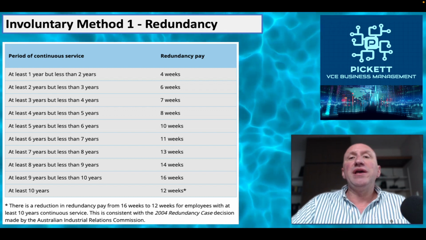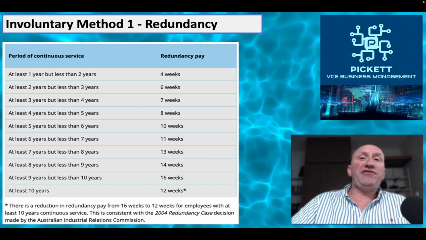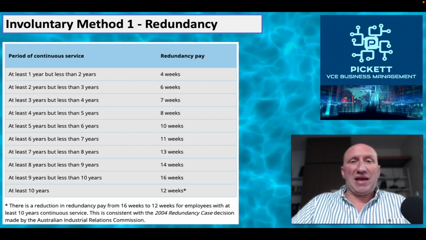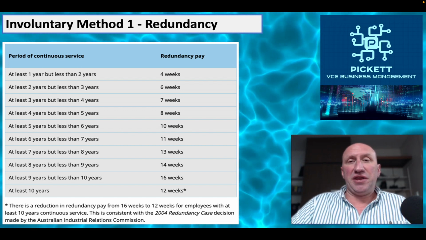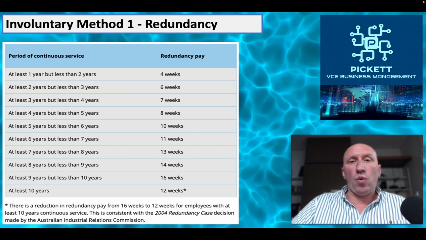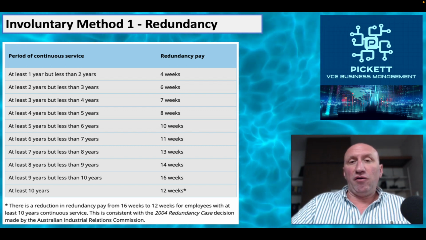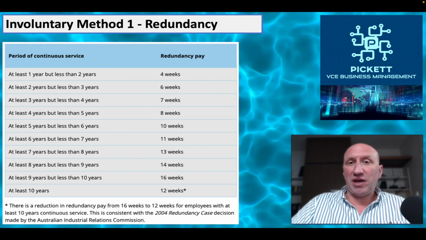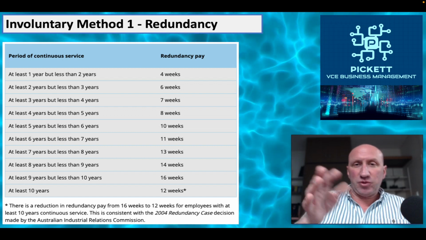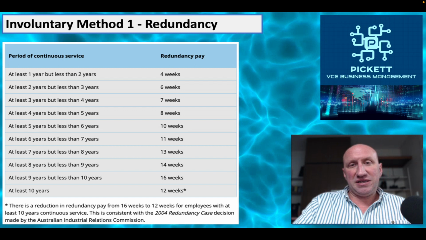So, for example, if the employee has been with you for 15 years, they are in the bottom category. They're at least 10 years. So they need to get a one-off payment when they are made redundant of at least 12 weeks. If they've been with you between 4 and 5 years, you can see there at least 8 weeks.